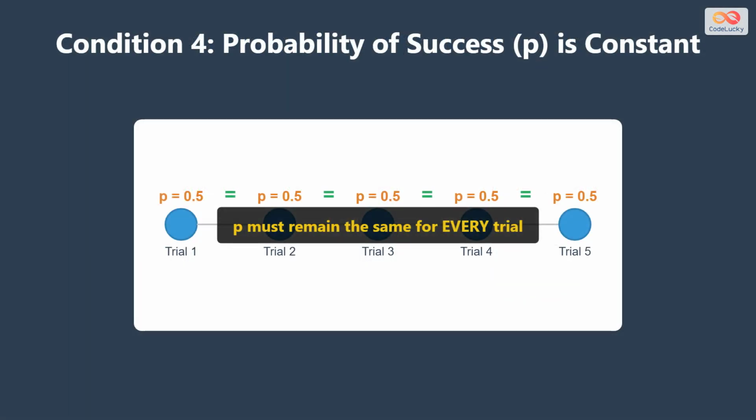The probability of success, denoted by P, must remain exactly the same for every single trial. If the chance of success changes from one trial to the next, it is not a binomial experiment.